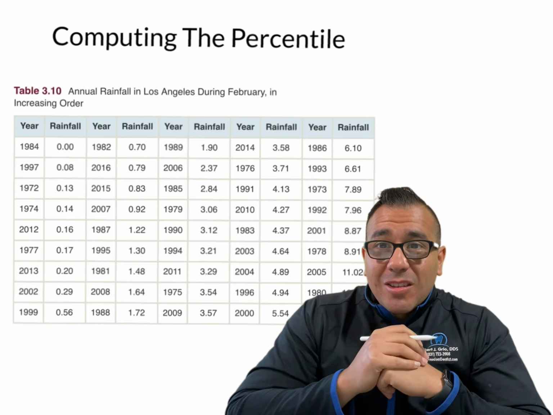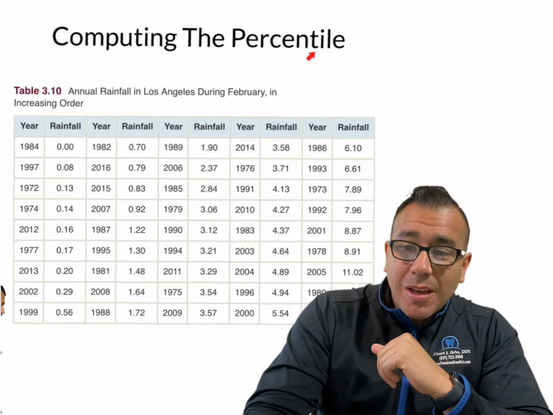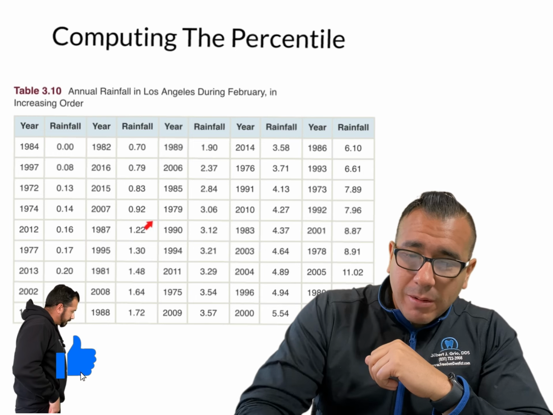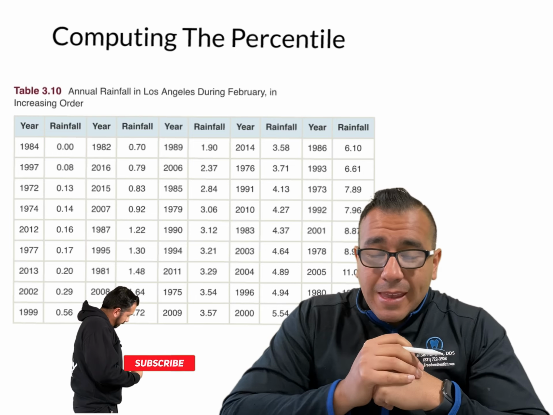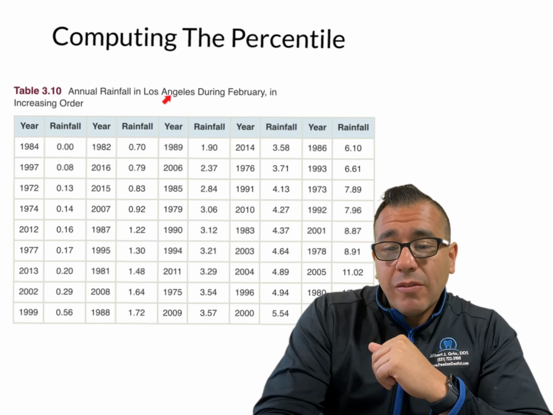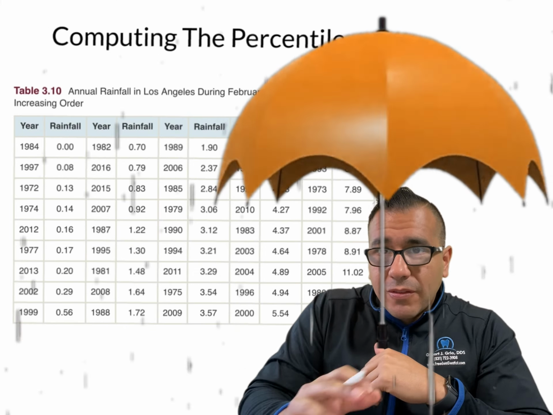All right, mathletes, let's jump in and look at how to compute percentiles. Here's a table we're going to use for this example. We're going to analyze the annual rainfall in LA during February throughout a whole bunch of various years.